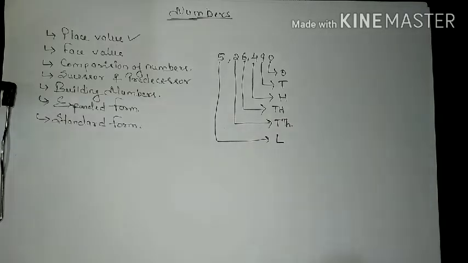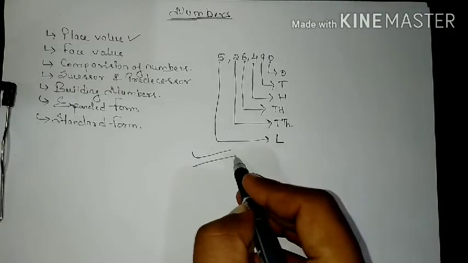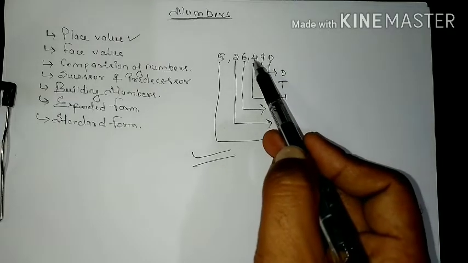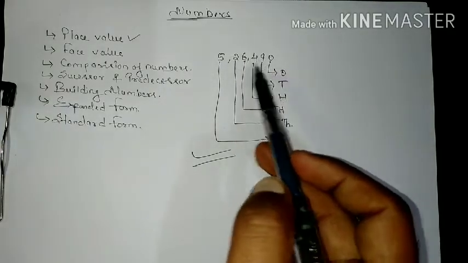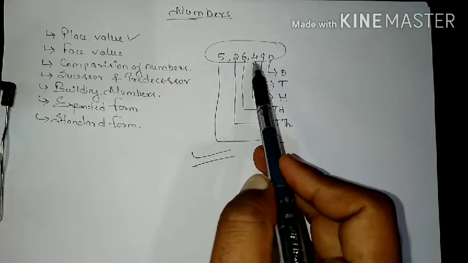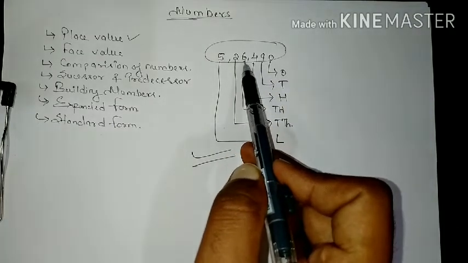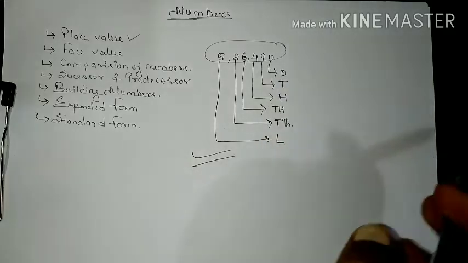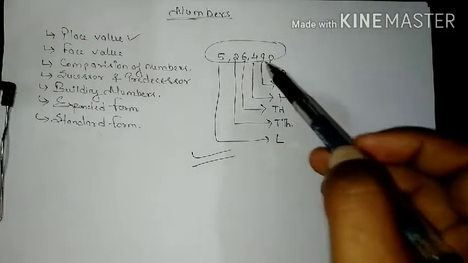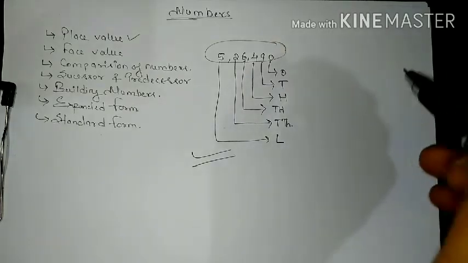So what is the place value? Place value of a number is the value of that particular digit at that particular place. Like you can see in this, it is 0, 9, 4, 6, 2, 5. But altogether this is a number that is 5,26,490. Now you can see that every number has its own place, and hence its value will be different.